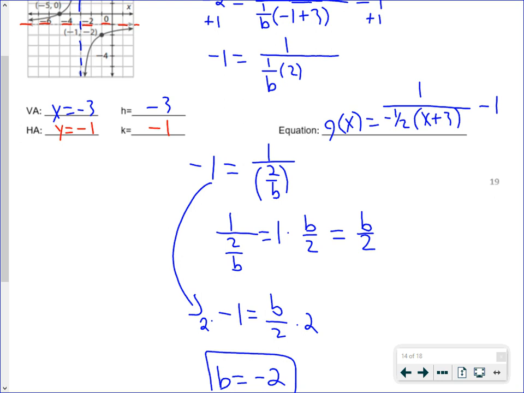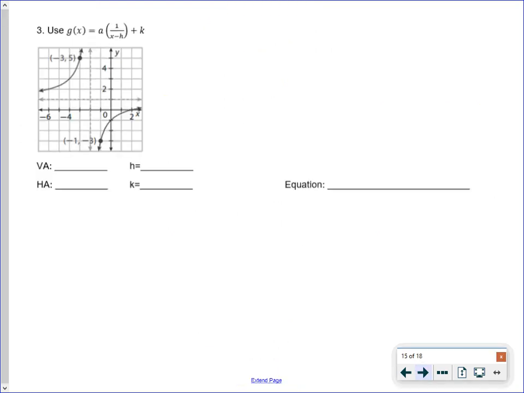So let's go on to example number 3 now. For example number 3, we have g of x equals a times 1 over x minus h, plus k. That's the equation we're going to put this graph into.